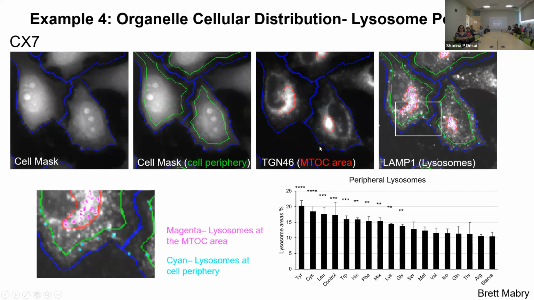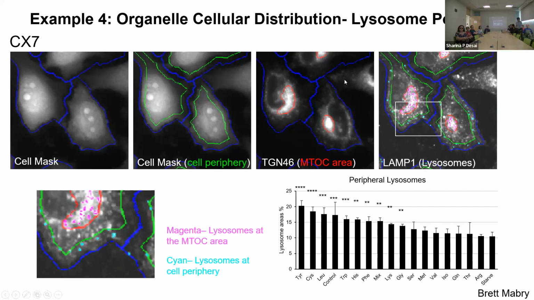Here's the red line, the TGN36. And in this red area, we define it as the cell center, or you can call it the perinuclear area. Then any other area between the green line and the red line, we define as the intermediate area. So in this way, we can divide the cell into 3 areas: peripheral area, intermediate area, and the cell center. Of course, if you want, you can even divide it into more sections.